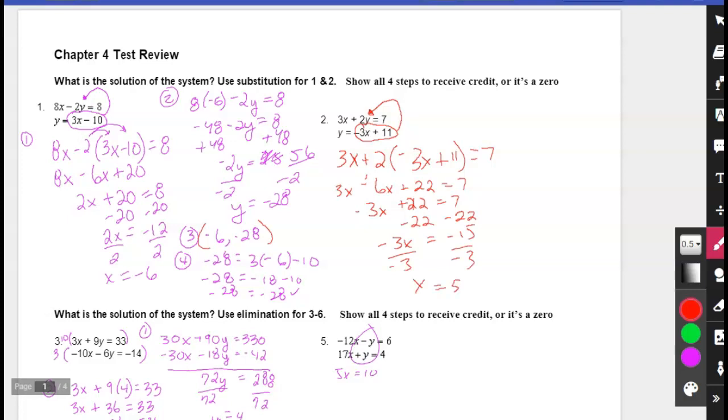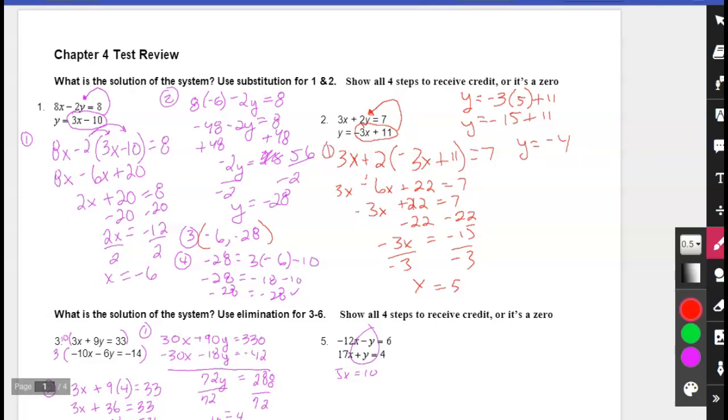So now that I know that x equals 5, I'll use the second equation just because it's going to be easier to substitute that variable back in. Because then I have negative 15 plus 11 equals y. And so y equals negative 4.